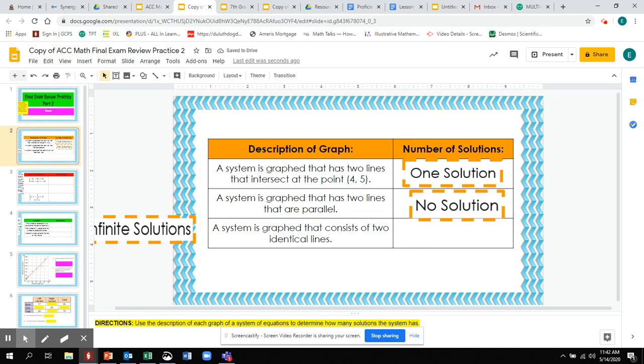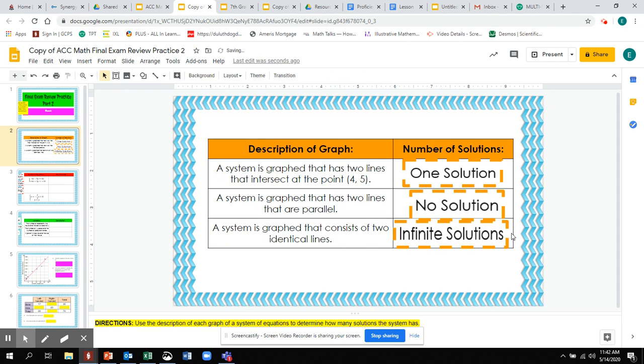Finally, a system is graphed that consists of two identical lines. Well, if we have two identical lines, we have the same line graphed on top of itself, which means every point on the line is a solution. And since every line has infinite points, there are going to be infinite solutions to this system.